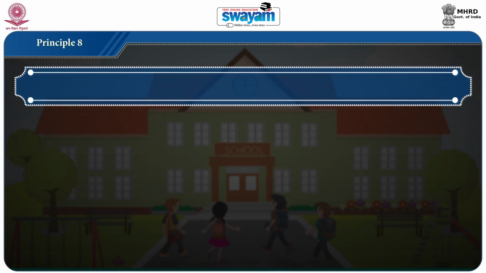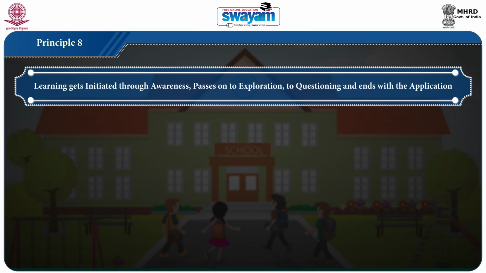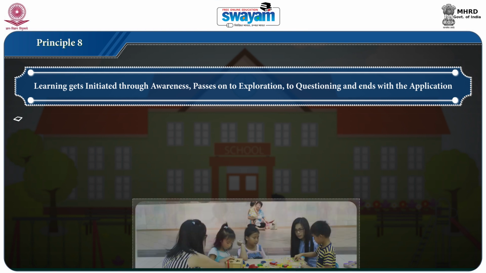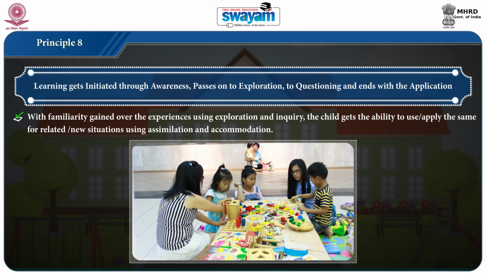The eighth principle is that learning gets initiated through awareness, passes on to exploration, to questioning, and ends up with the application. Through experiences with the people and the overall surrounding, the child's learning gets initiated. With familiarity gained over the experiences, using exploration and inquiry, the child gets the ability to use or apply the same for related or new situations using assimilation and accommodation.